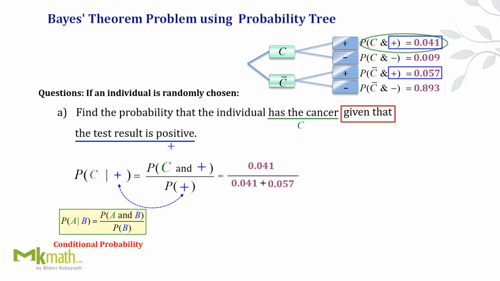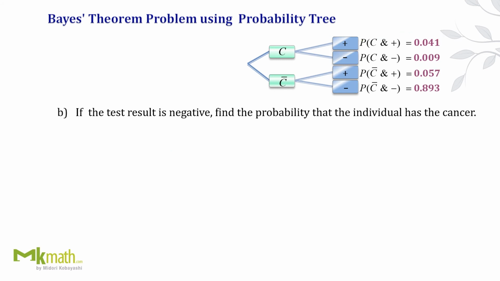We can always see a common value on top and the bottom. Simplify the denominator to get 0.098. So the final answer is rounded to 0.418. There is a 41.8% chance we have cancer if we get a positive result.